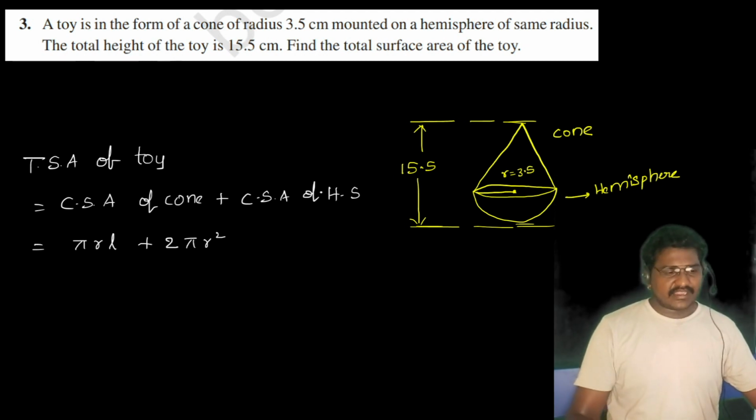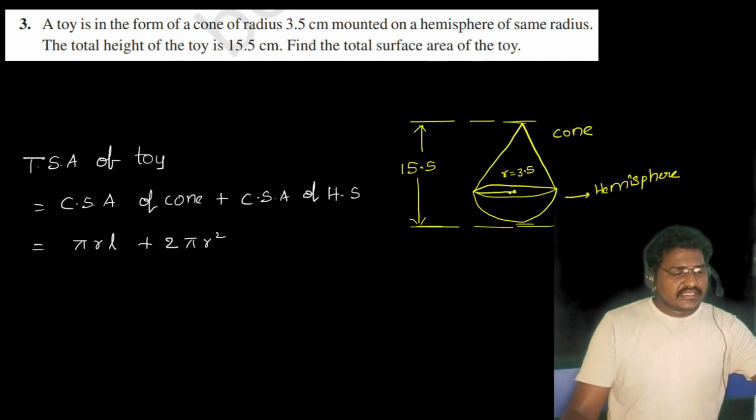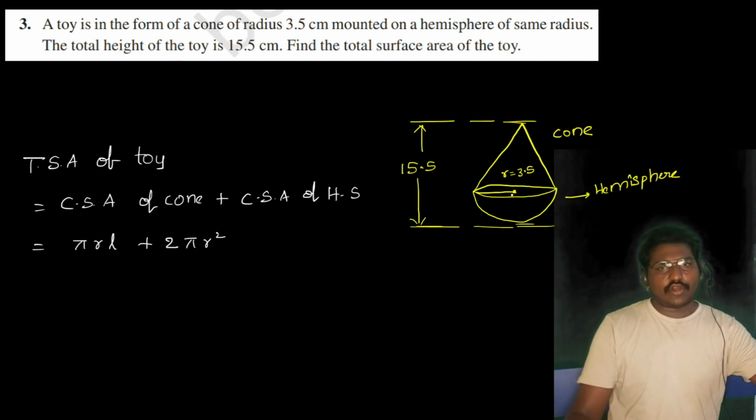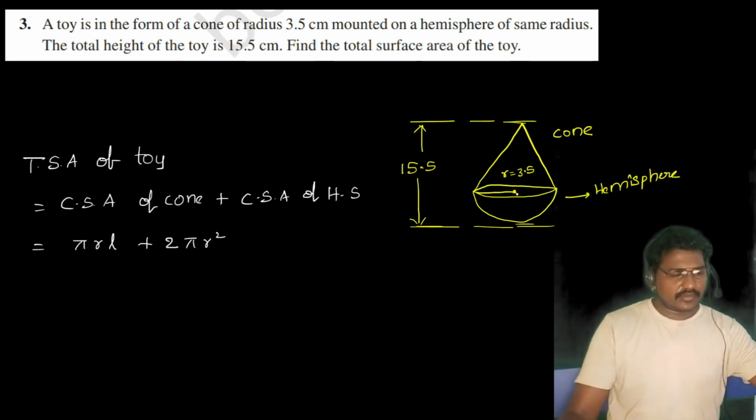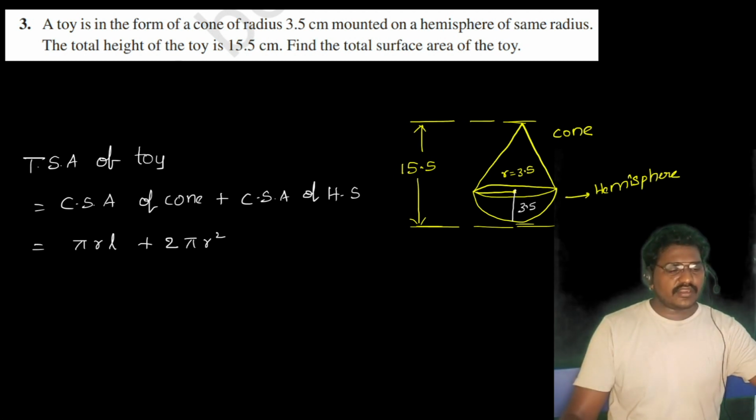Now observe the cone part very carefully. Since it is 3.5, we know that the hemisphere radius is common through the entire sphere. Even this will also be 3.5, because by the basic definition, a radius is the line which has the same length throughout the entire shape from the center. So here 3.5 is equal to 3.5.